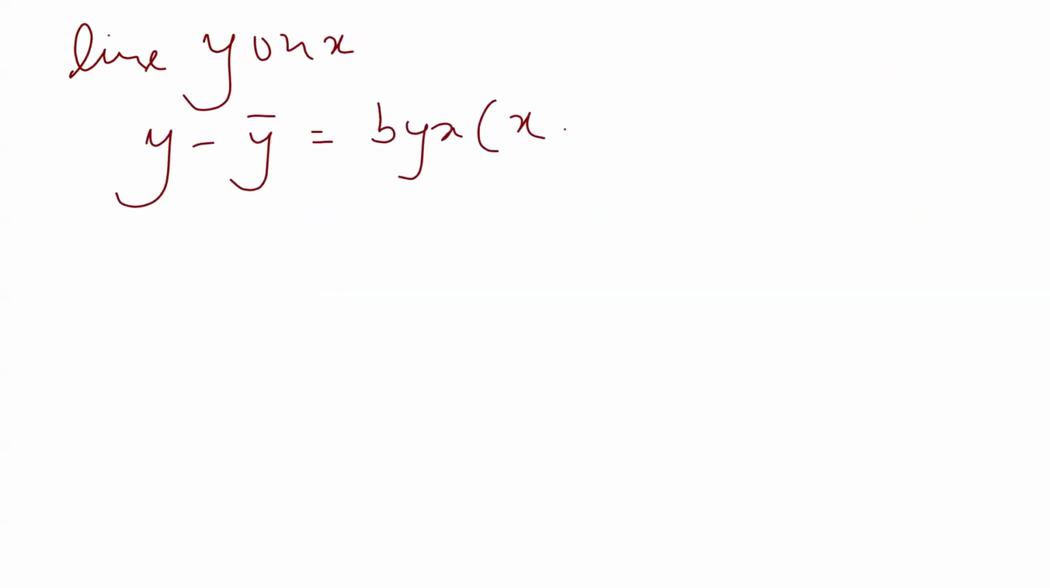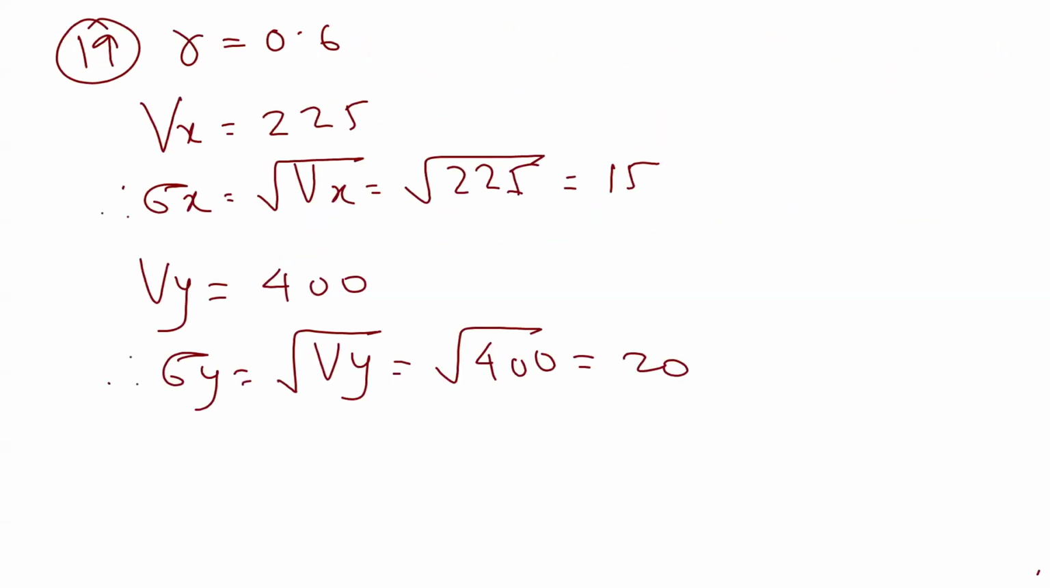Fine. So what I will do is, first I'll calculate line y on x: y minus y bar equals byx times x minus x bar. Okay. So mean of x is 10. That's given in the problem. So x bar is equal to 10, and mean of y, y bar is equal to 20. This is also given, right?